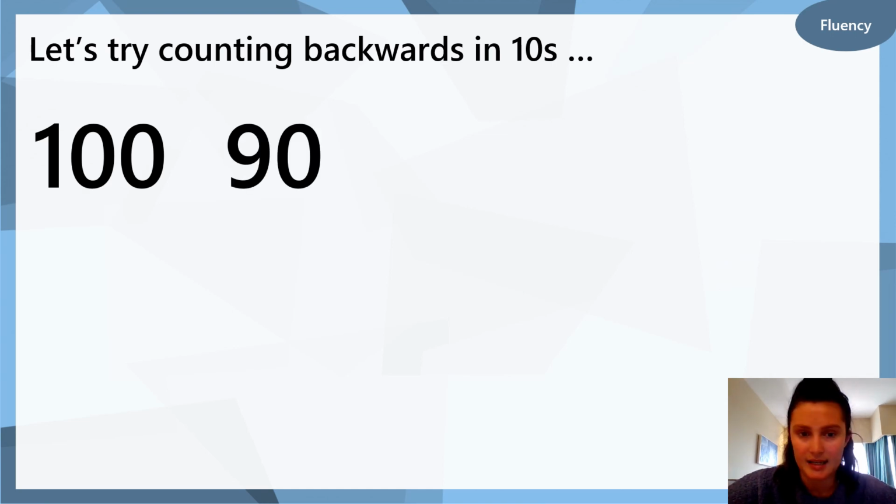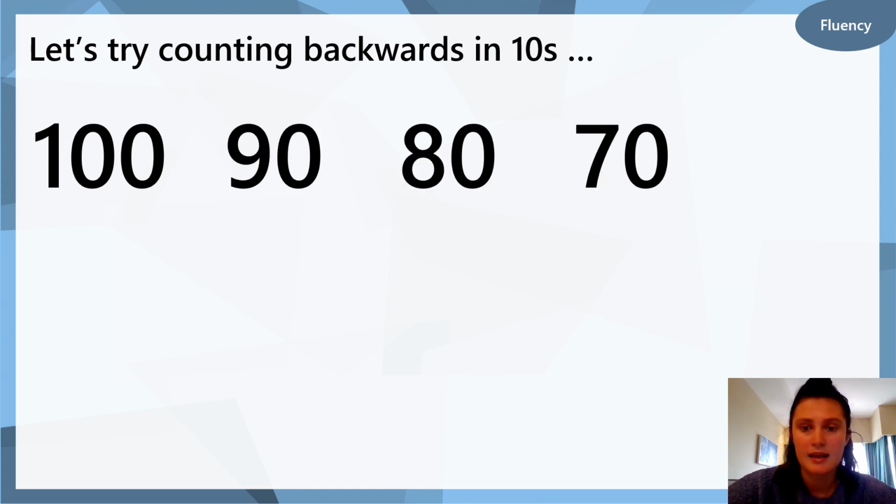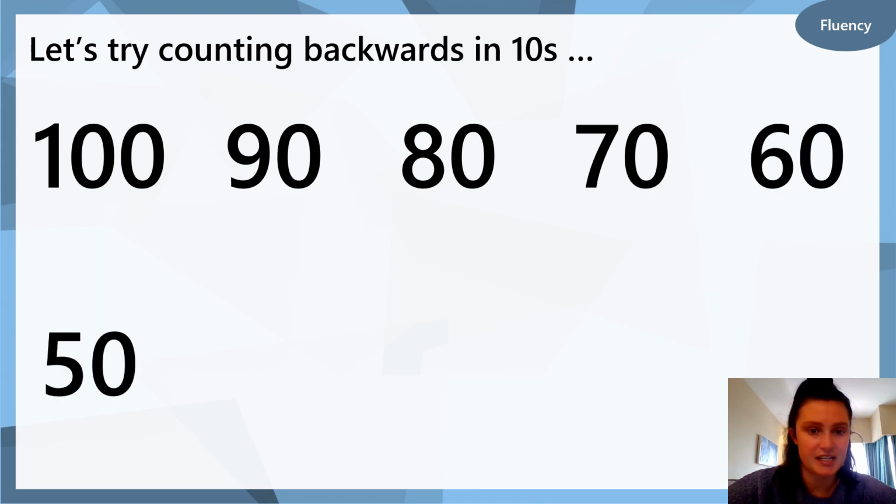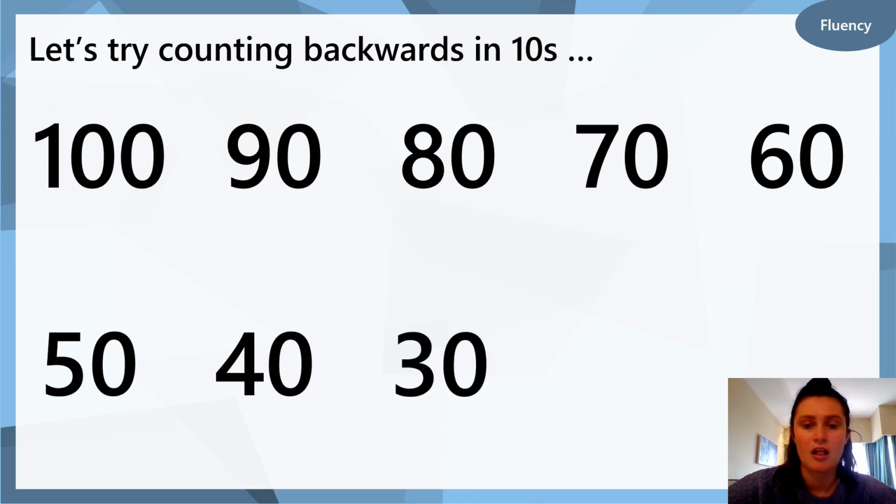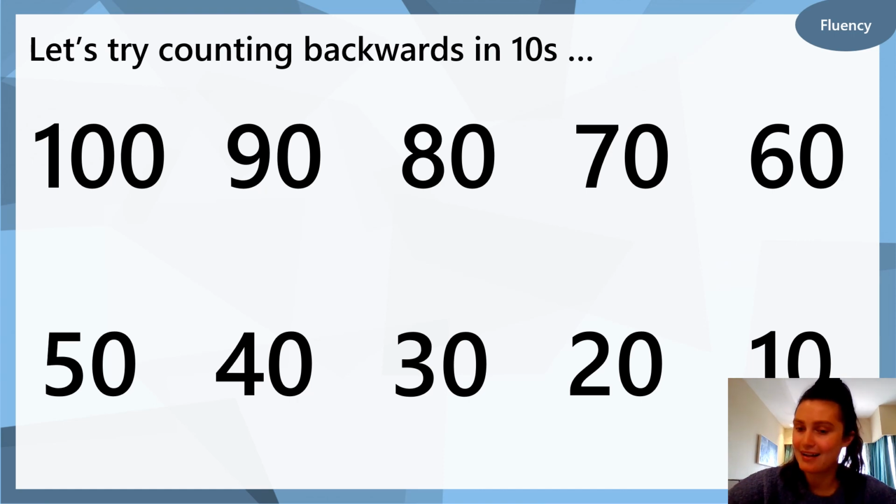100, 90, 80, 70, 60, 50, 40, 30, 20, 10. Well done. Excellent. Should we do it again a little bit faster? Let's go. 100, 90, 80, 70, 60, 50, 40, 30, 20, 10.